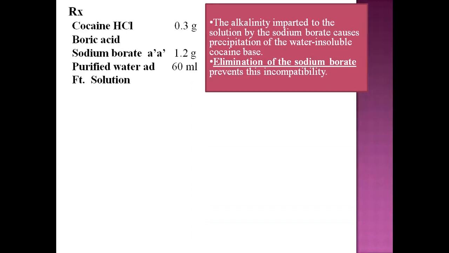بعد كده عندنا كوكين اتش سي ال، بوريك اسيد، صوديوم بوريت، وايه دي معناها ايه؟ معناها ان ده وده نفس الكميه، يعني لو ده 1.2 هيبقى ده 1.2، لو ده 10 جرام هيبقى ده 10 جرام. بيوريفايد ووتر 260 وفايت سولوشن.